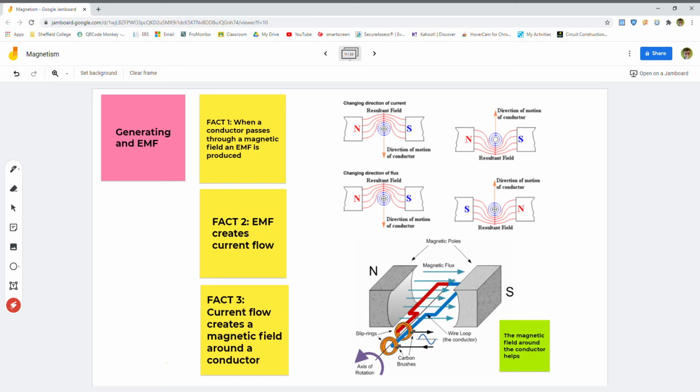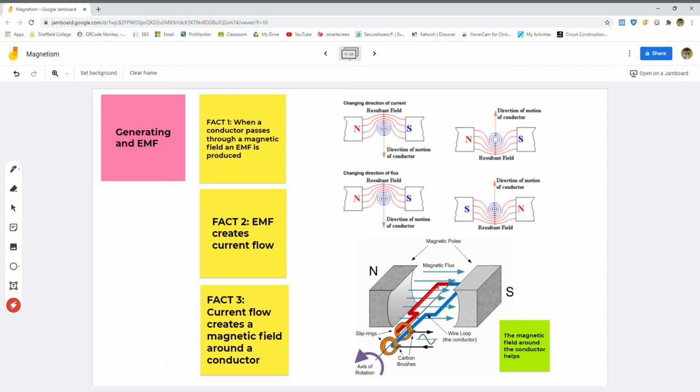Now remember, when an EMF is produced, when a voltage is produced, then we have current flow, because an EMF, a voltage, is the pushing force of the circuit. Without an EMF, there are not going to be any free electrons moving, so there'll be no current flow. Now that we are cutting these lines of flux, we are inducing an EMF into that coil assembly, which is pushing those free electrons along and creating our current flow.